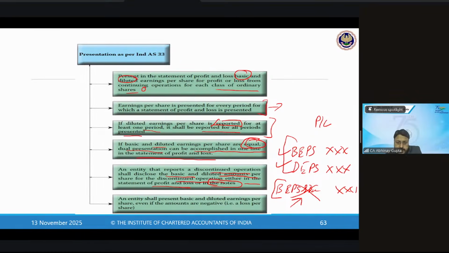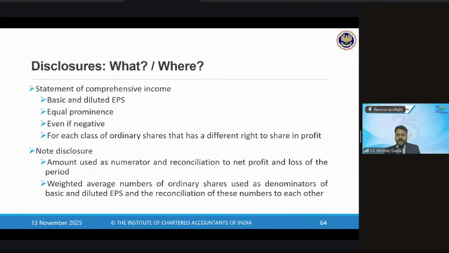An entity shall present the basic and diluted earning per share even if the amounts are negative. So do loss-making companies have a choice to skip the earning per share presentation? No. If the company is profit-making or loss-making, that doesn't matter. Earning per share reporting is mandatory. Clear? Clear.